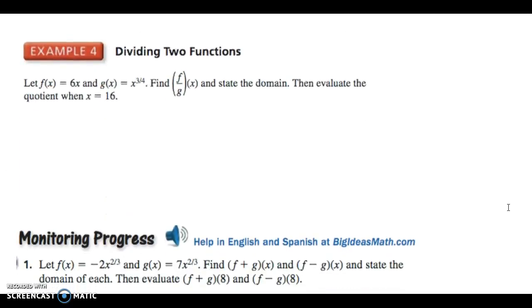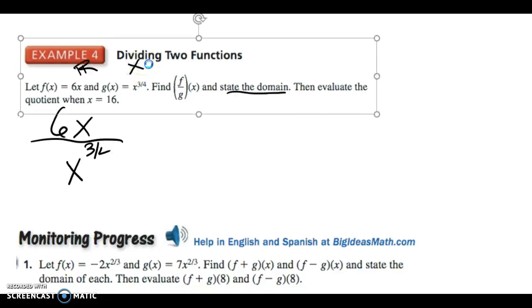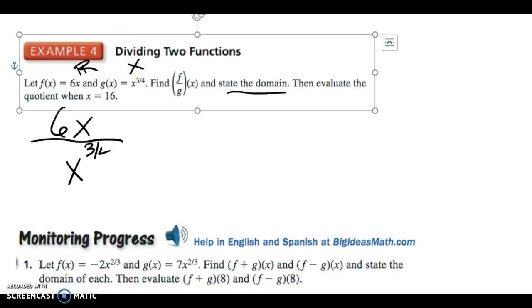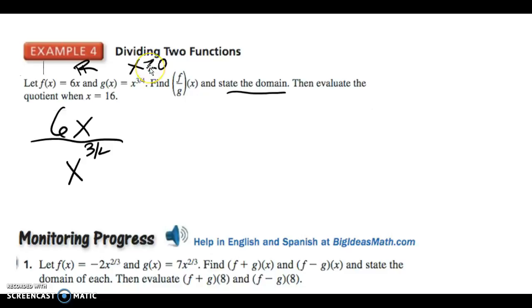Lastly, we have dividing two functions. So first we have function f divided by function g. You might want to look at the domain first. The domain for f is a polynomial, so it's all real numbers. For g, because it's an even root, we want all numbers greater than or equal to 0. But now I notice in my denominator, x is in the bottom, so I'm not allowed to equal 0 too. So my final domain is going to be x must be greater than 0.